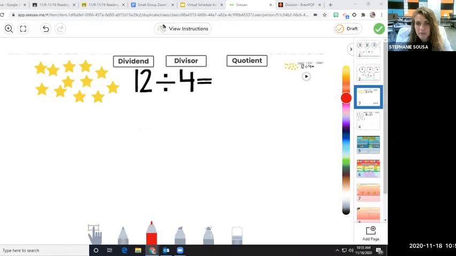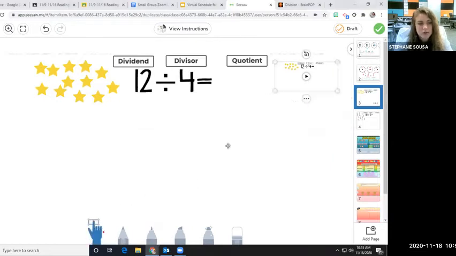Awesome. Okay. Slide number 3 is asking us to do this. On slides 3 and 4, you'll see an equation, the dividend divided by the divisor, and you're to find the quotient. You'll also see a number of items up in the corner, and you are to divide them equally amongst the groups indicated by the divisor. Remember, the quotient is the number of items in each group after you've divided them evenly.